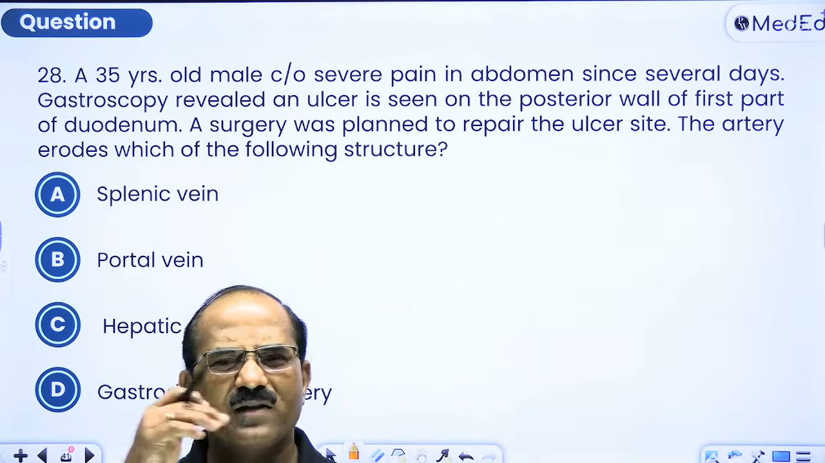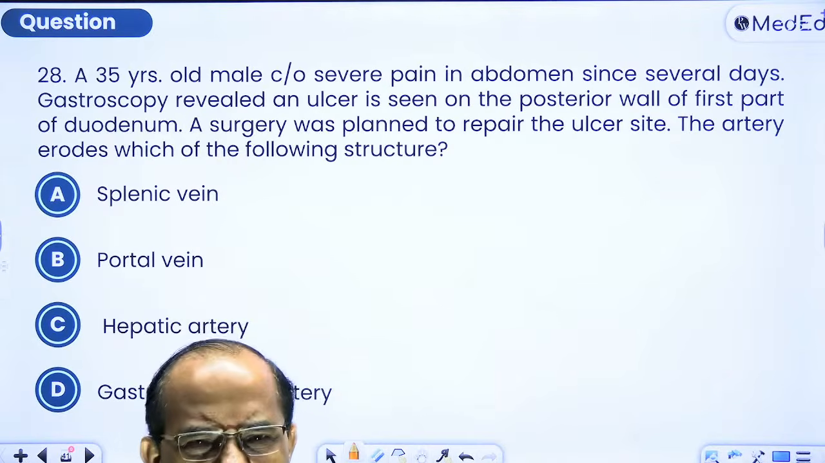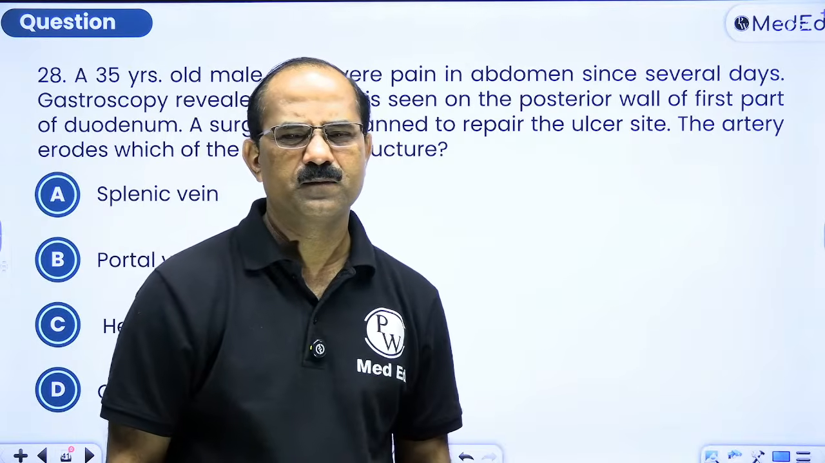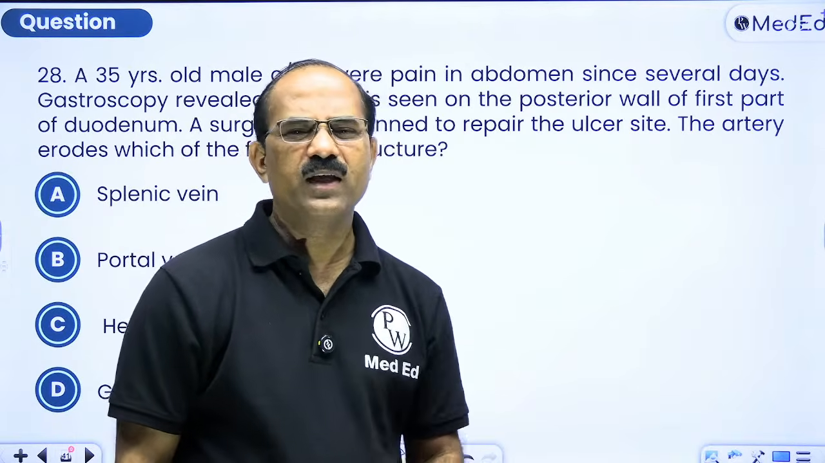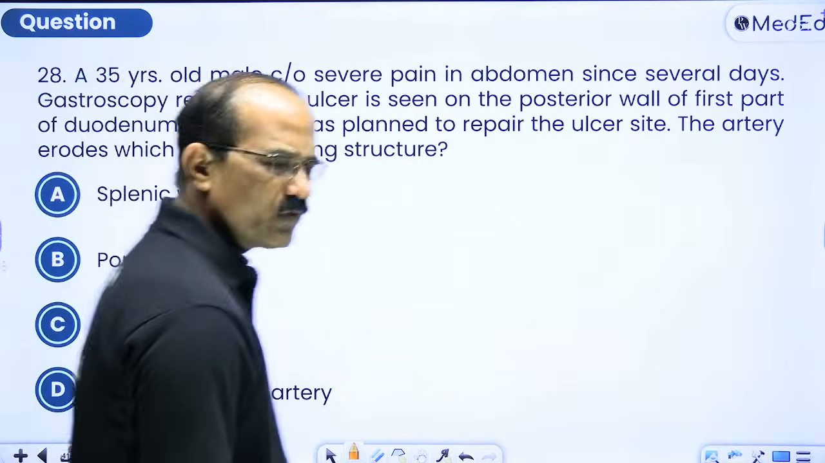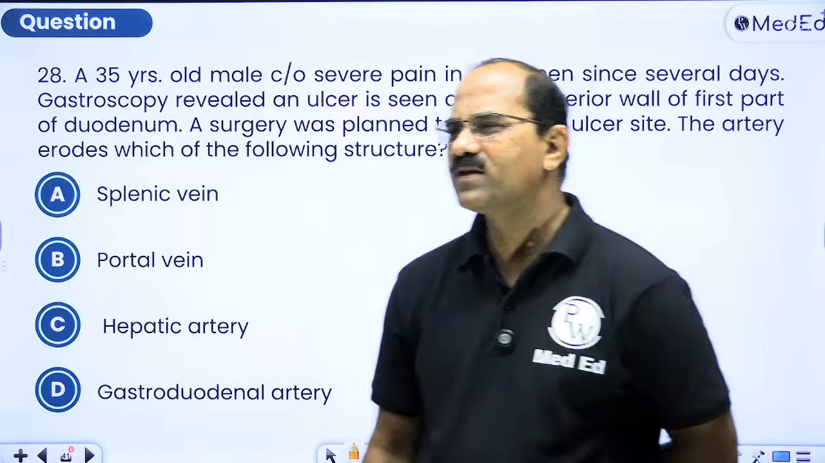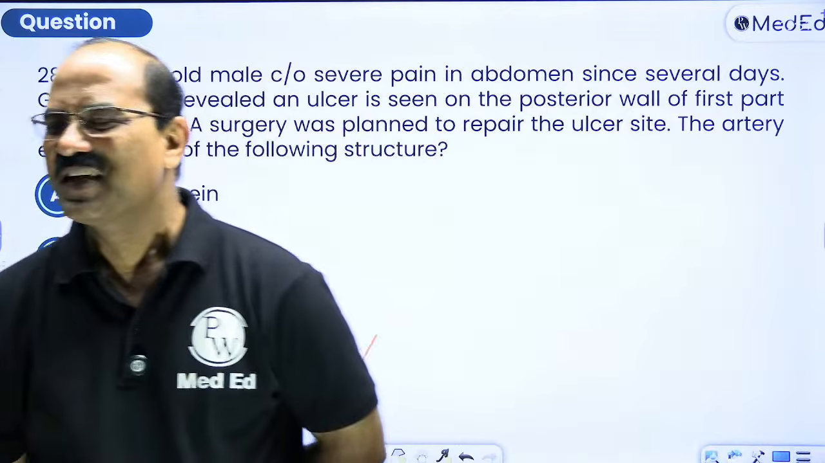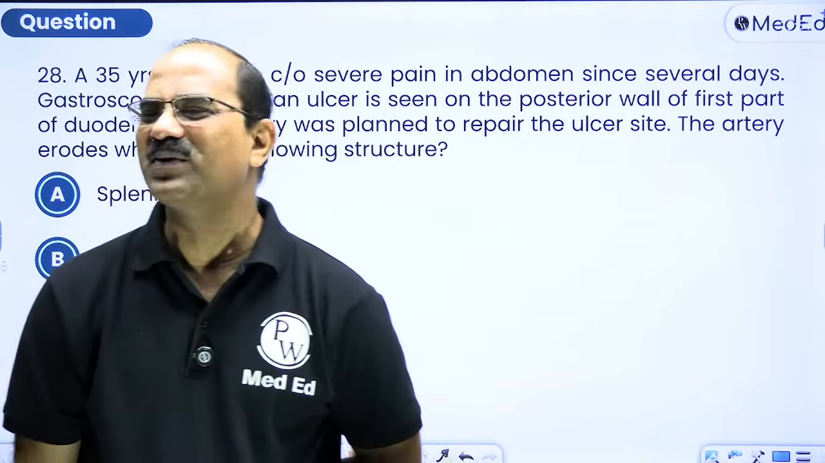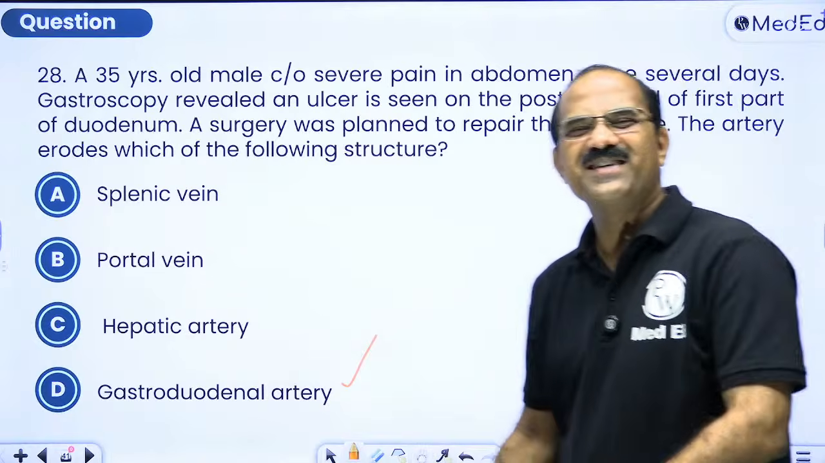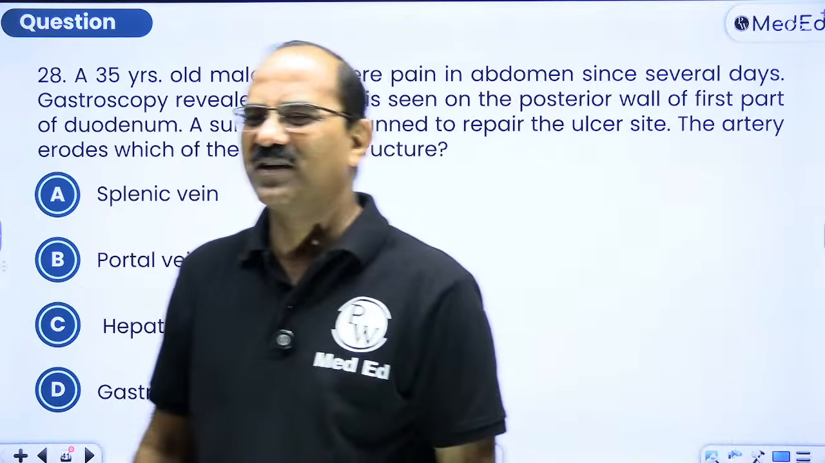This MCQ is slightly wrongly framed, but can you tell me which is the artery there? Which of the following arteries eroded? In other words, the answer is gastroduodenal. Perfect, very good. You got this right. Yes, answer is gastroduodenal artery. So the artery lying behind the first part of the duodenum is the gastroduodenal artery.